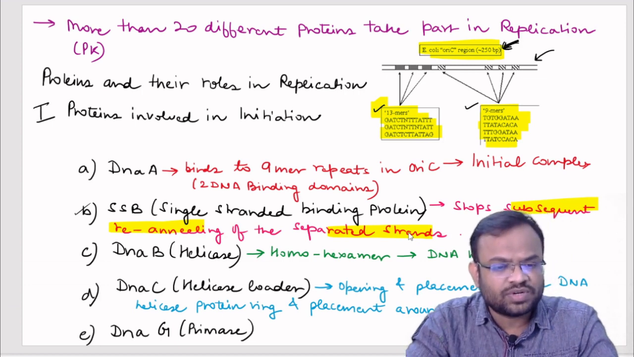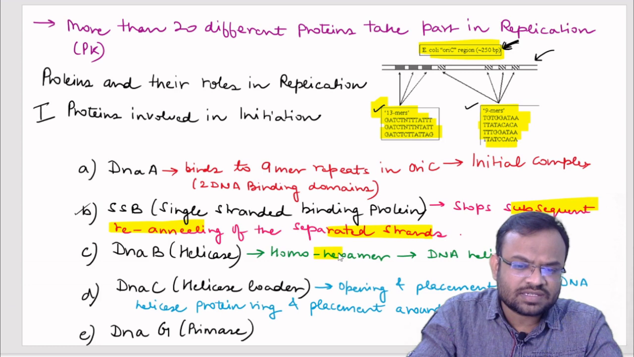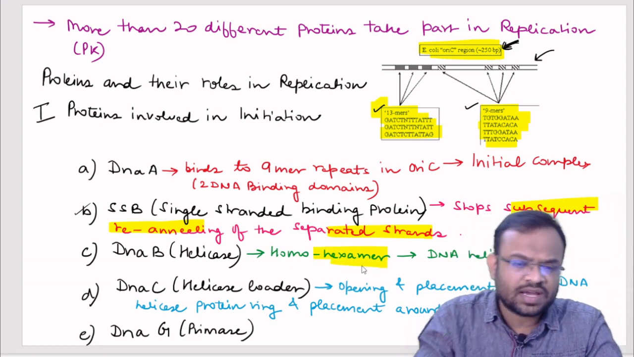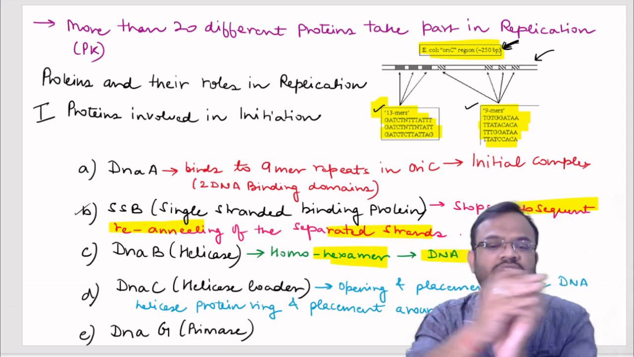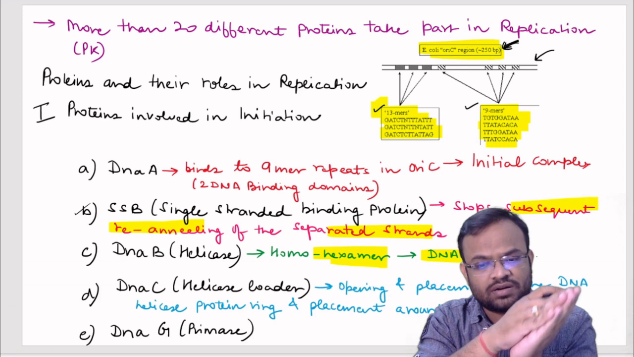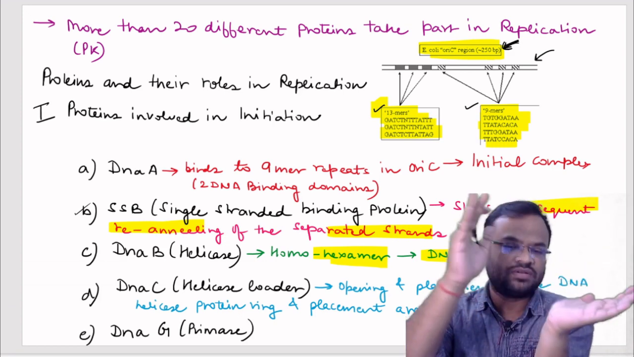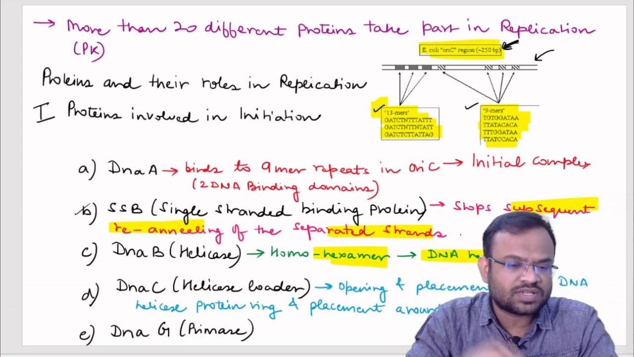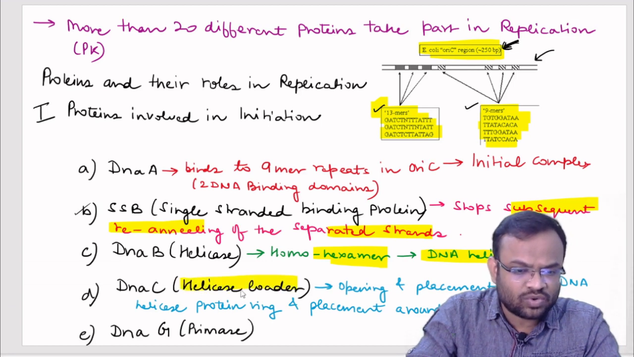Next, let us come to DNA-B. DNA-B is actually helicase, and helicase is a hexamer. That means there are 6 subunits present, and it is called DNA helicase since it is breaking the double-stranded DNA into single-stranded DNA. It is just opening up the double-stranded helix. Next, let us come to DNA-C. What is this DNA-C? DNA-C is called the helicase loader.